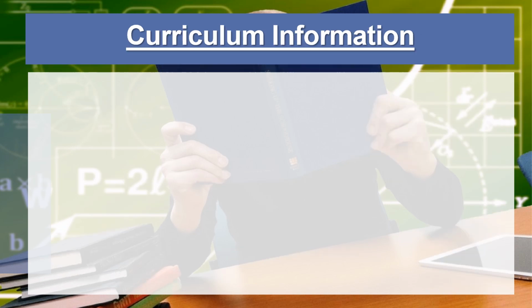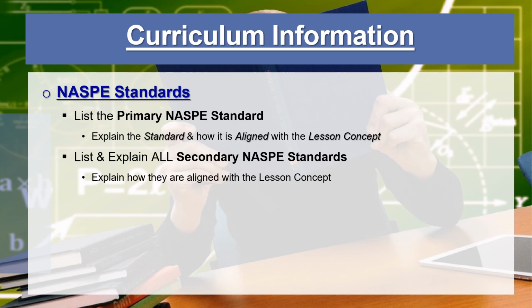So look on your lesson plan or your lesson planning documents. Hopefully you have those with you, because we're going to work on our lesson plan some today. And if not, you can pull them up offline or put the stuff in later. So all students, whether you're a wellness major or a PE major, are going to fill out the curriculum information section with the NASPE standards. So you're going to start by listing your primary NASPE standard.